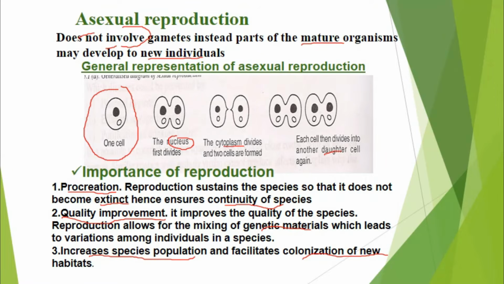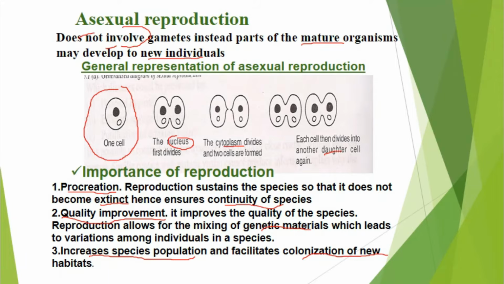Asexual reproduction is whereby gametes are not involved. Instead, what happens is that parts of the mature organism may develop into new individuals. So mature organisms will break down to form new individuals.